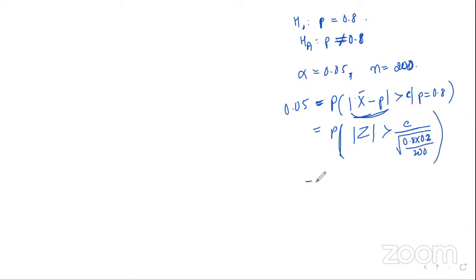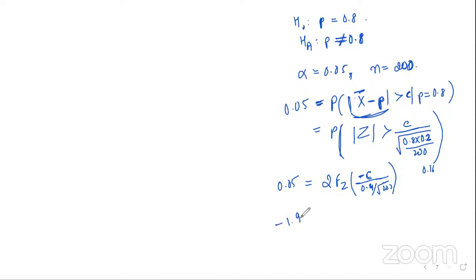And this becomes 2 times F_Z of minus c... minus mu, we have to do, no? Greater than c, so we have to do c minus mu, something like that. No, we have already taken mod of x bar minus p. So minus c divided by 0.16, we can write this as 0.4 divided by the square root of 200. So it becomes 0.025.